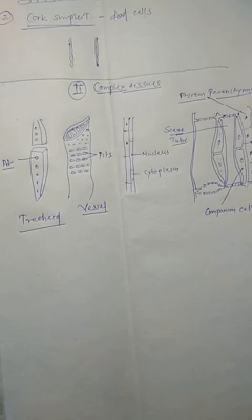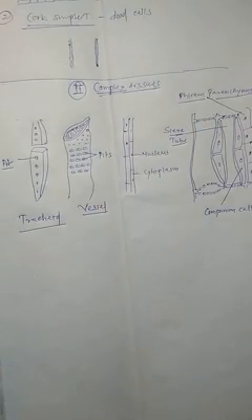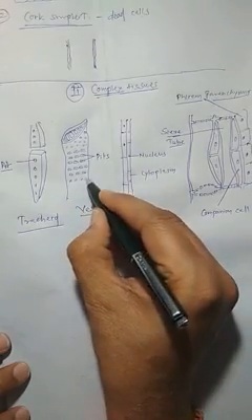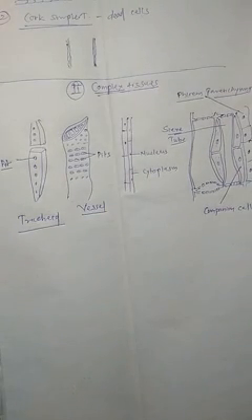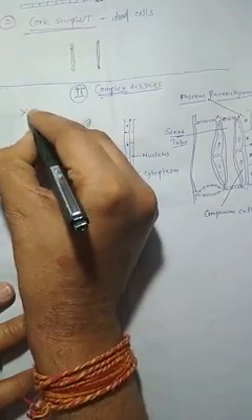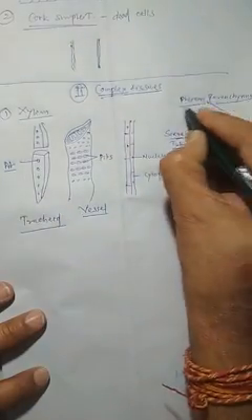Now the second part of permanent tissue, that is complex tissue. What is complex tissue? A group of different types of cells performing common tasks is called complex tissue. Complex tissue is of two types. Number one, xylem, and second one, phloem.